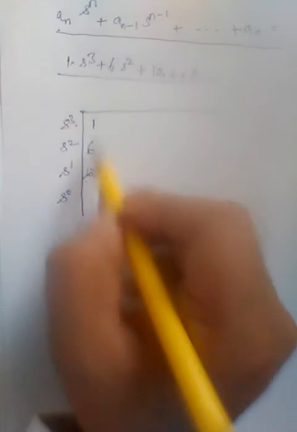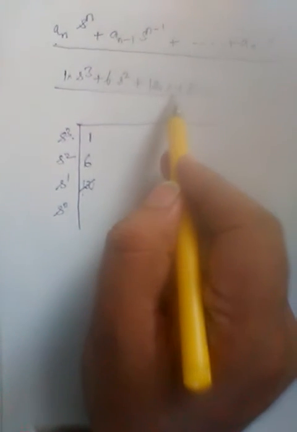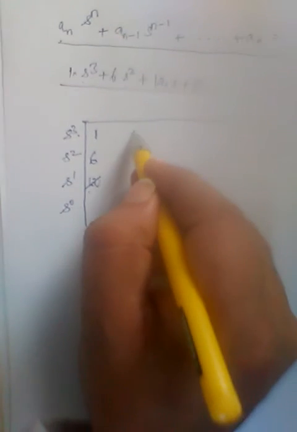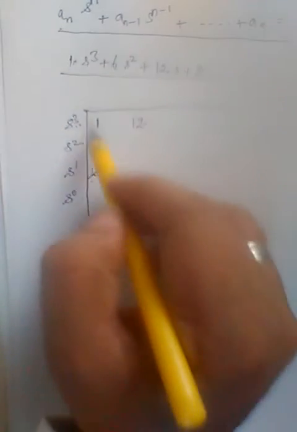Now I have 1 and 6 written here. Now I have the 12. This is going to be odd term or even term. This is going to be odd term. So I write the odd term next to the 1, that is for the S cube.